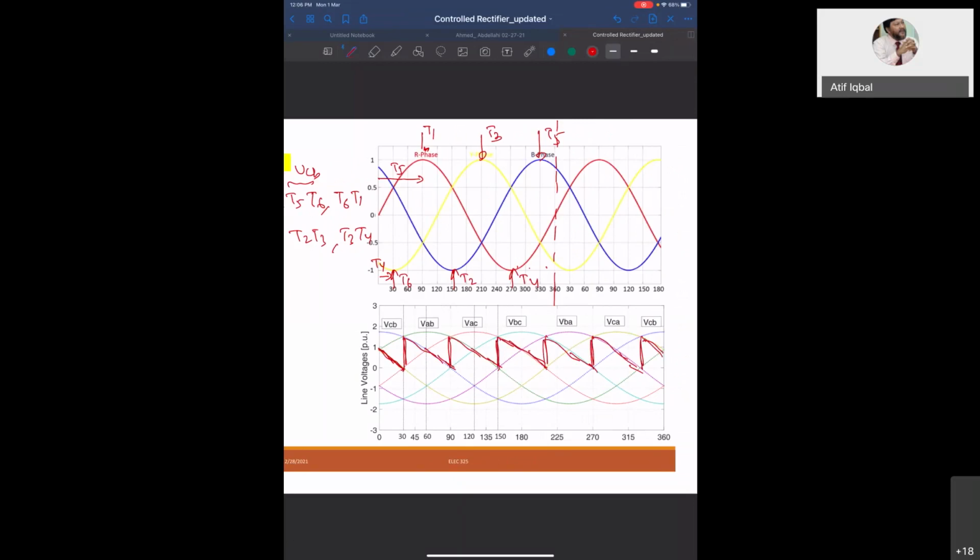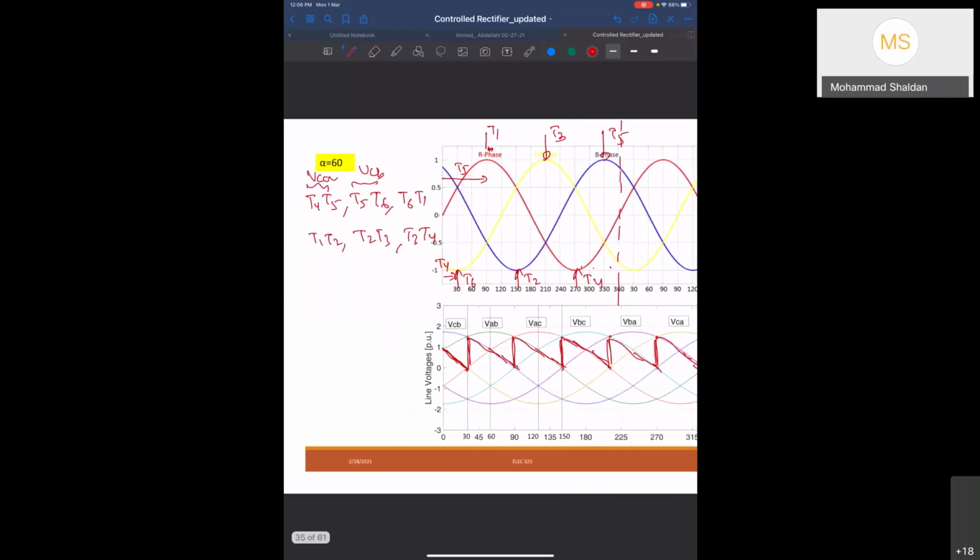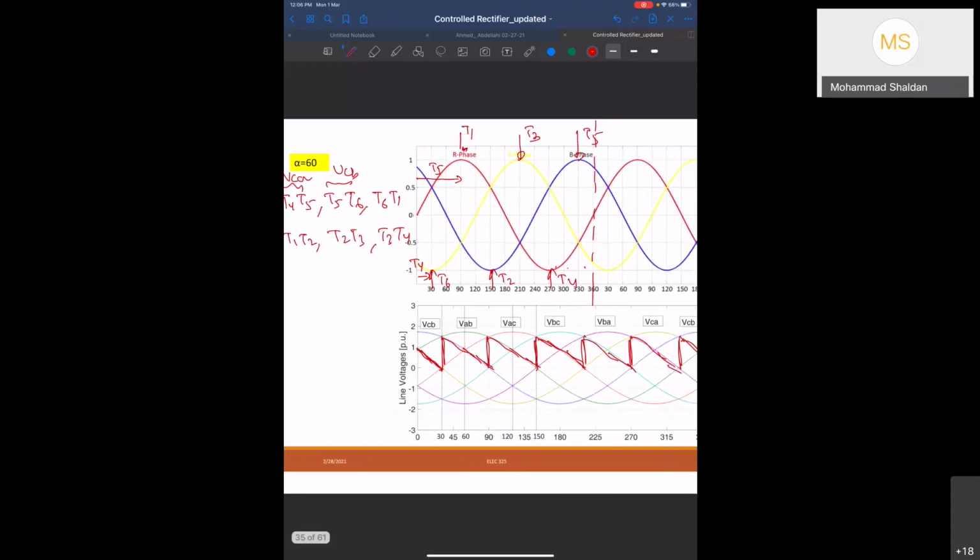Doctor, can you mark in the graph, please? Because I got confused. You want me to explain further? Yes, about the T4 and T5, T5 and T6.